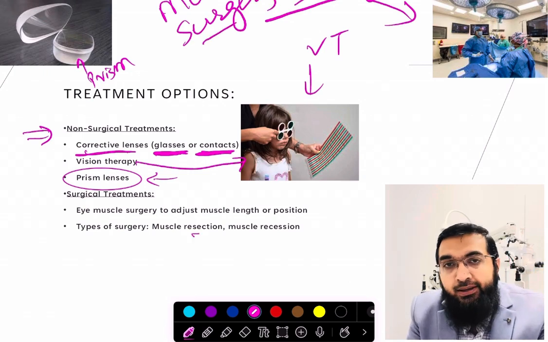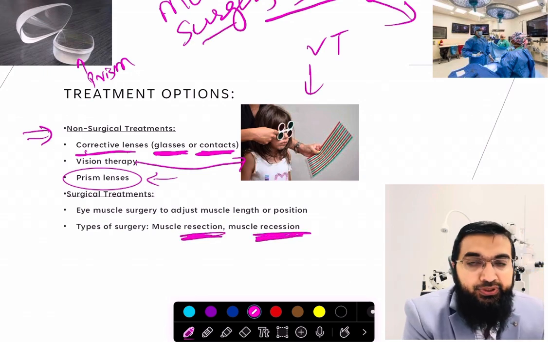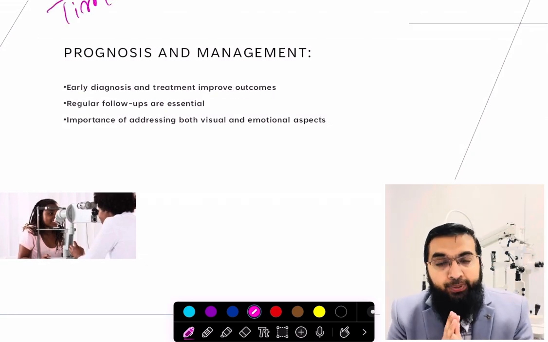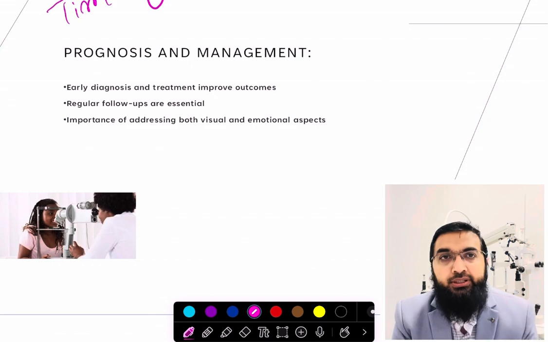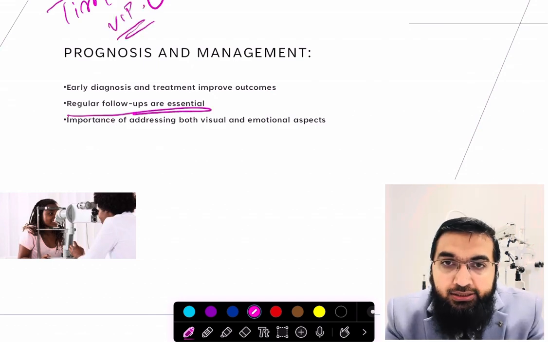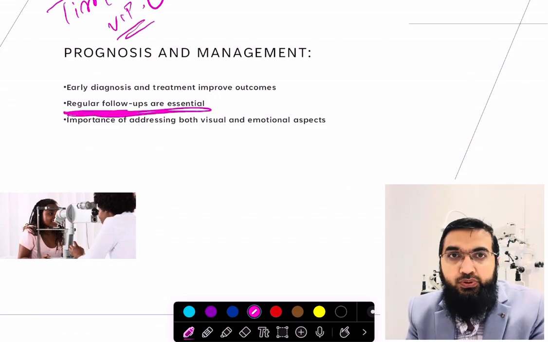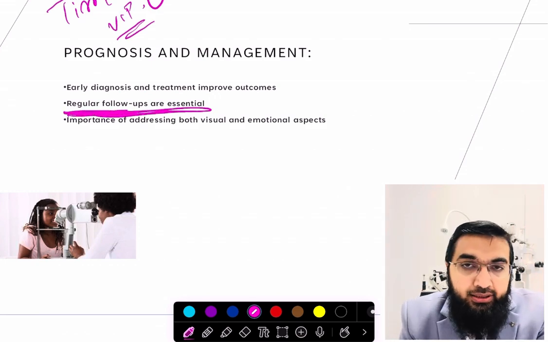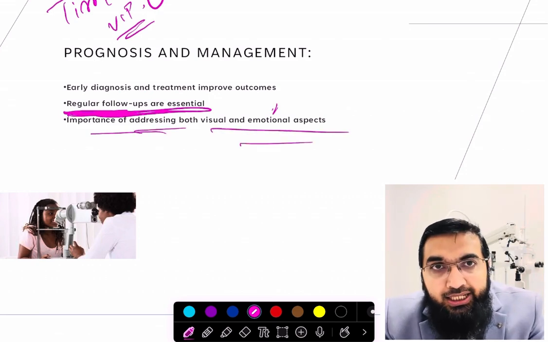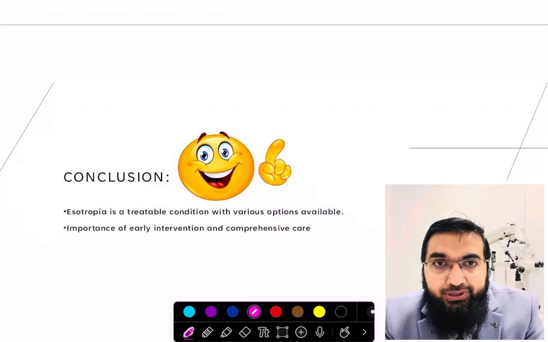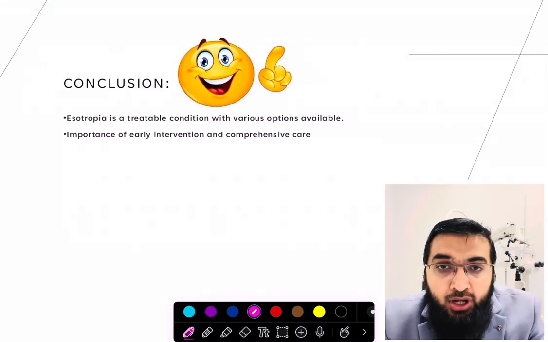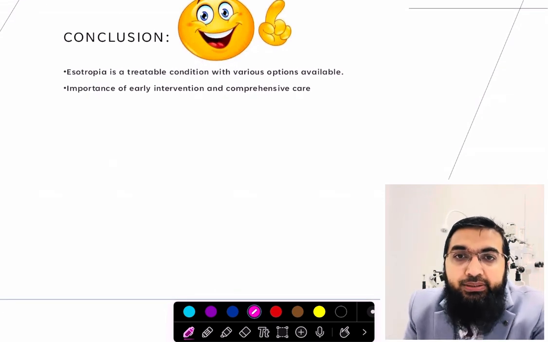And the prognosis, the earlier you diagnose and the earlier you treat, the earlier you intervene, the better the prognosis, the better the results, and the better the follow-up you have with your eye doctor, the better the prognosis is. So it's very important that you address it earlier. That determines your prognosis, and you have to address the emotional aspect of that as well when you are treating that. So it's a treatable condition. First of all, that's very important as a conclusion, and early intervention and comprehensive care is extremely important.